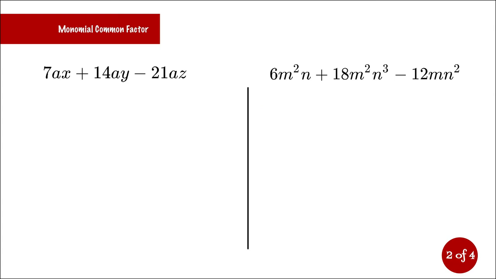Two more examples. This time I'm not going to show the prime factorization. I'm going to do that work in my head. Looking at the 3 terms, I'm going to look at the numbers first and recognize that 7 is the largest number that's common to all 3. Looking at the variables, I can see that a is common to all 3, and no other variable is in all 3 terms. So 7a is my greatest common factor.